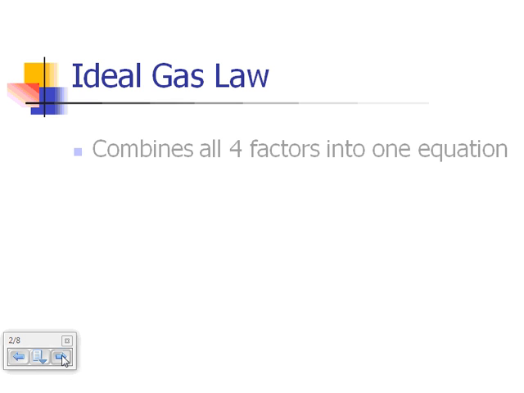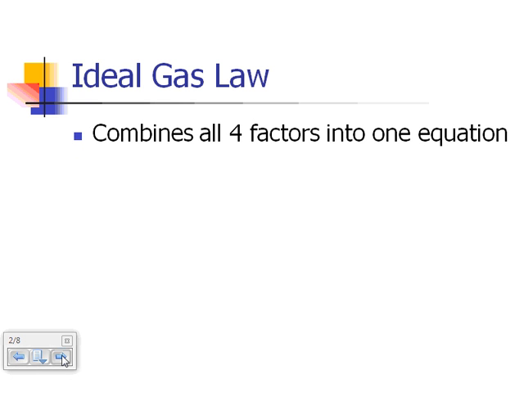So let's take a look at the ideal gas law. The ideal gas law is our final gas law that combines all four factors into one equation. And here's the equation: PV is equal to nRT. Again, we have the four factors: pressure, volume, the number of moles, and our temperature. So whenever you're given a word problem that contains all four factors, you know you have to use this gas law. And it'll just give you one pressure and one volume and so forth.